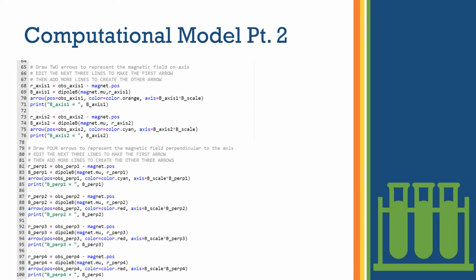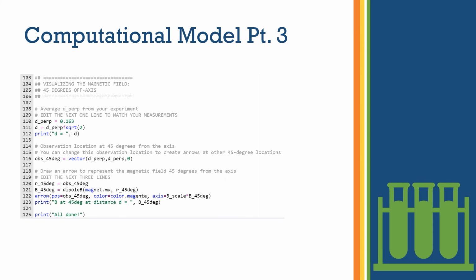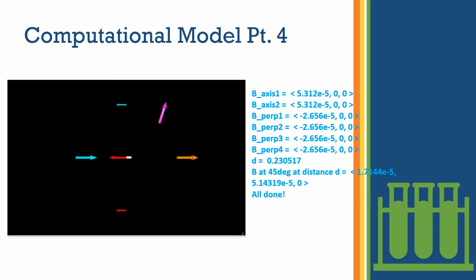Okay, next is the second part of the computational model. The second part was to basically have Python represent 2 arrows that represented the magnetic fields for on-axis. And here we created 4 arrows to represent the magnetic field perpendicular to the axis. Finally, the last part of the code allowed us to calculate the magnitude of the magnetic field at an observation location 45 degrees off axis. Here is my final model, my final photo, and also all the values that I got.